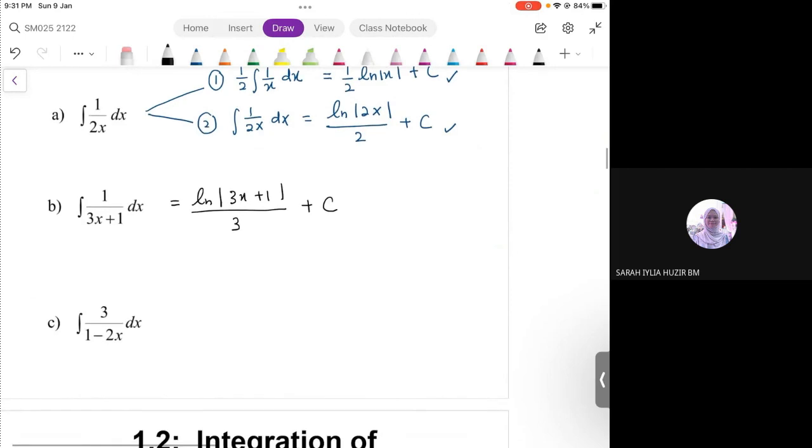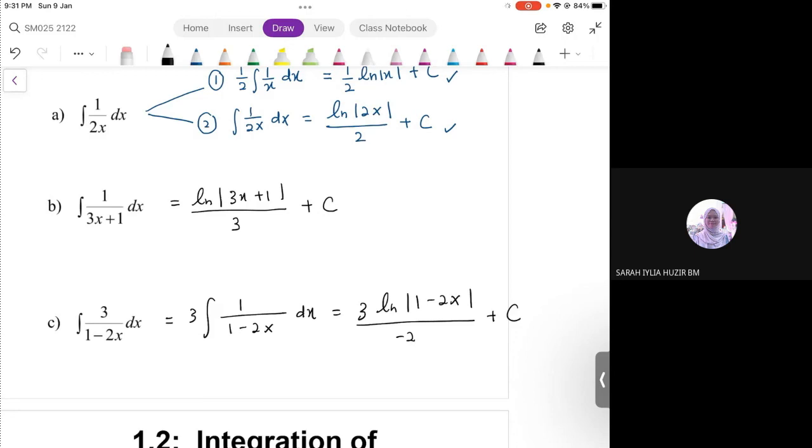Okay. Last one, we have integral of 3 over 1 minus 2x dx. 3 kat atas tu jangan risau. It's just a constant. Kalau rasa nak confuse, bawa keluar. Biar dia duduk kat luar, diam-diam kat situ. So basically now we will get 3 ln of 1 minus 2x. And then don't forget, you have to differentiate what's inside the modulus. So we get -2 here plus c. And that's basically how you integrate reciprocal function.